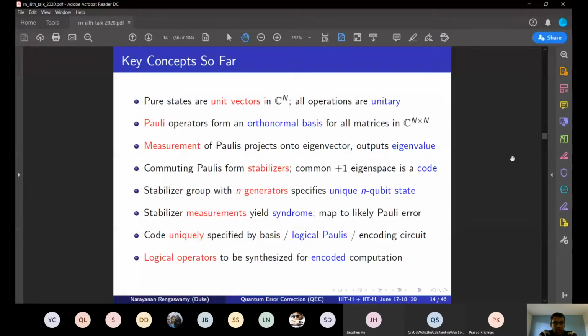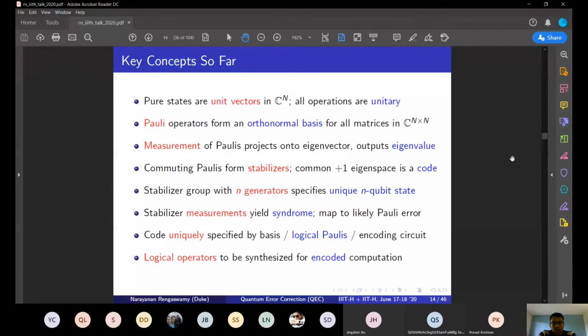And so just like we did for Pauli measurements, the same principle applies when you measure the stabilizers, which are Paulis. So the eigenvalue that you read is now called the syndrome. And if the syndrome is non-trivial, you can map it to the most likely Pauli error based on considerations of your system.